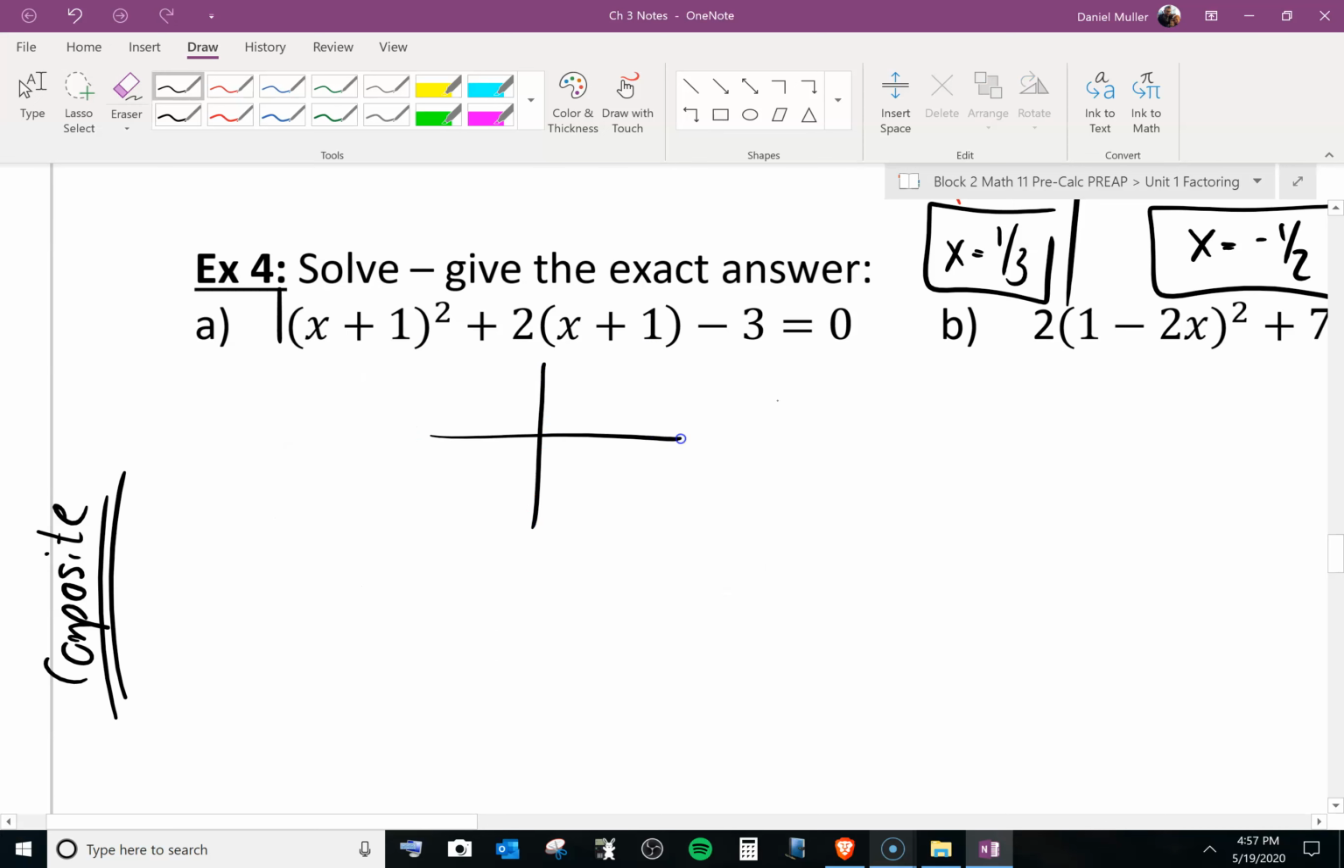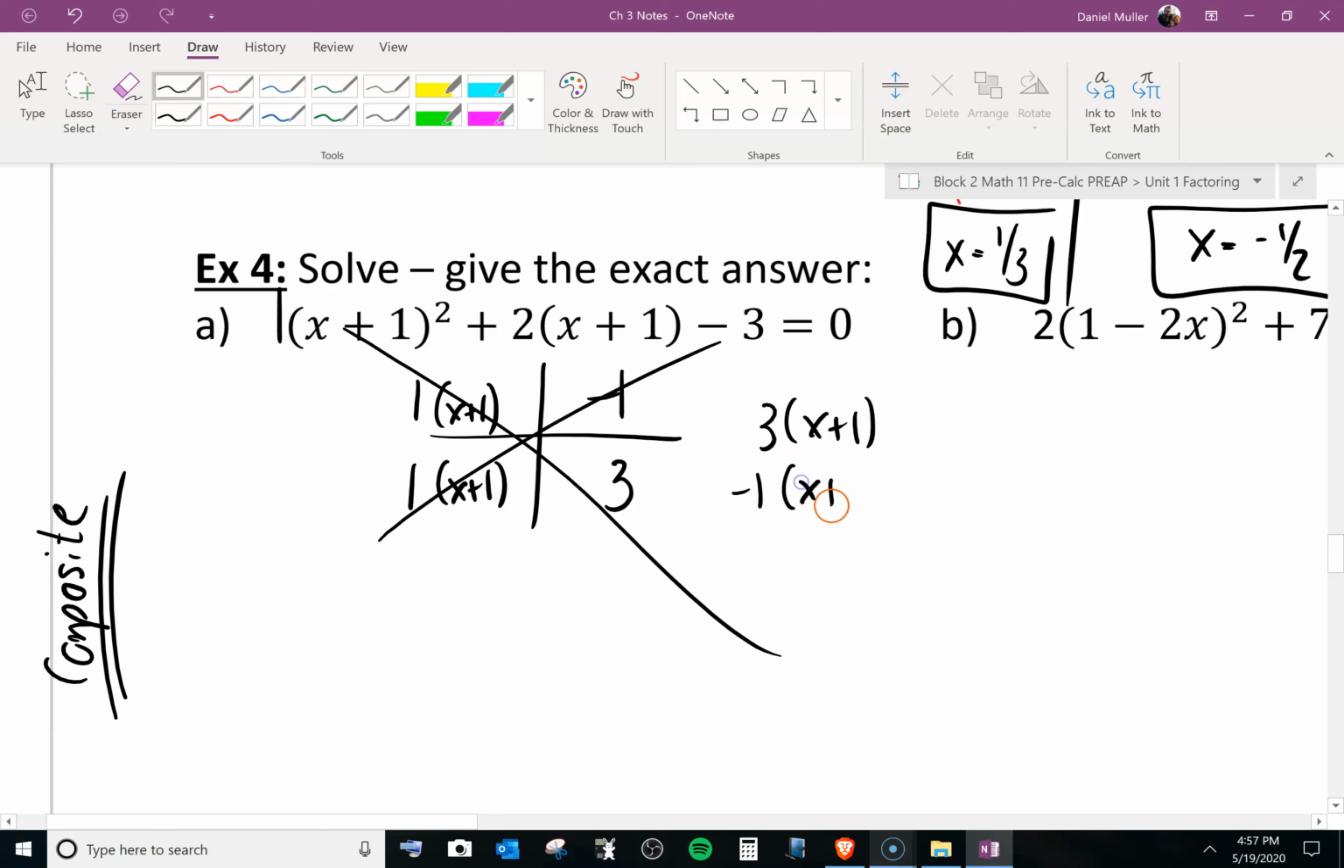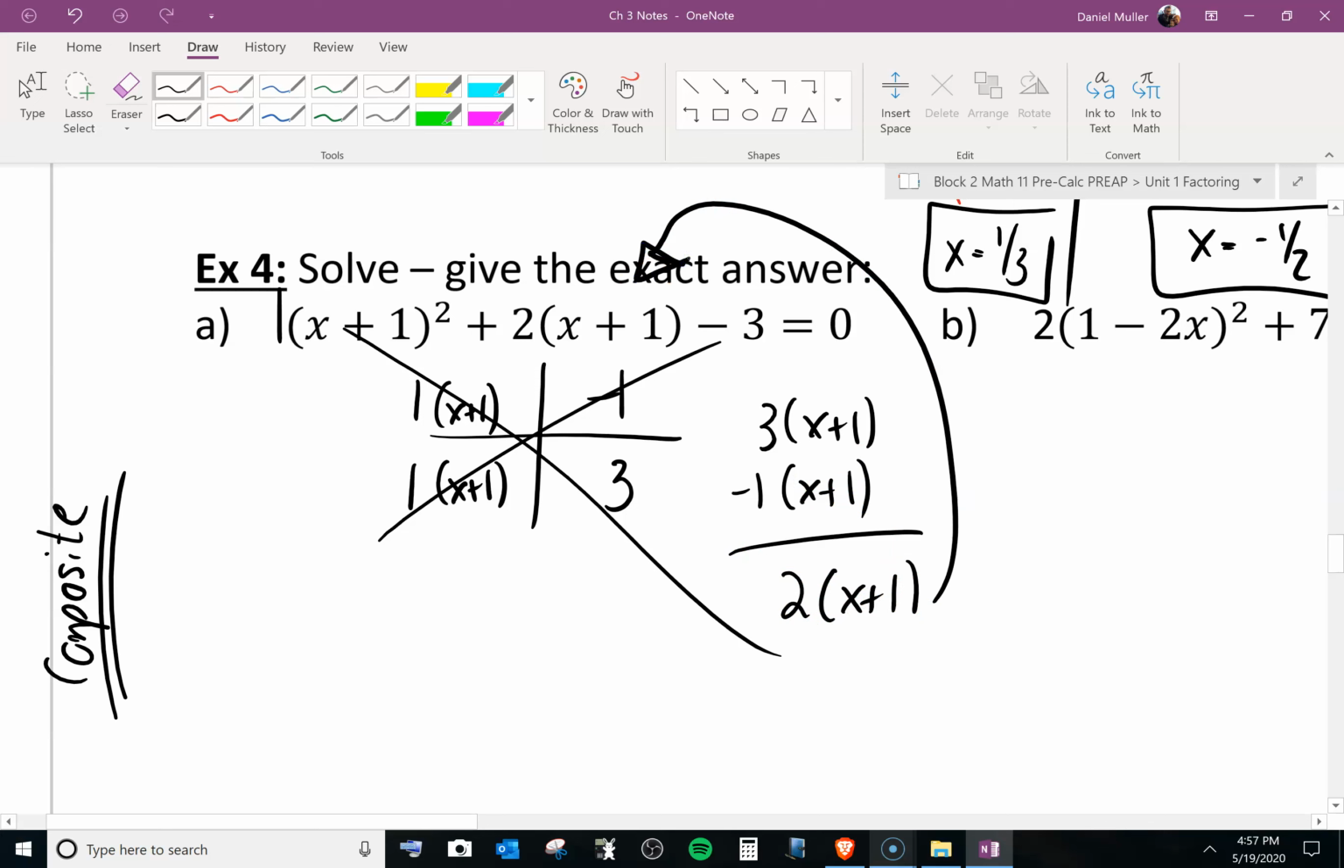Let's factor it first now that it's equal to 0. So on this side, we've got a 1 and a 1, and an x plus 1 and an x plus 1, because that gets you the x plus 1 squared. On the right, we need a 3. 3 times 1 is 3, but it needs to be negative. So I'll make one of them negative. Then you can check your diagonals. This is a 3x plus 1. That's a negative 1x plus 1. And if you add them, you get 2x plus 1. That is what we have in the center there. So we know we've done it right.